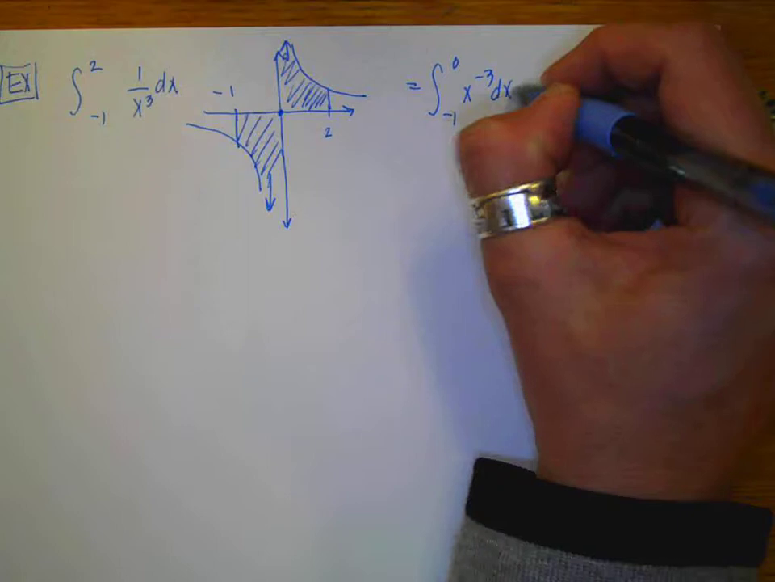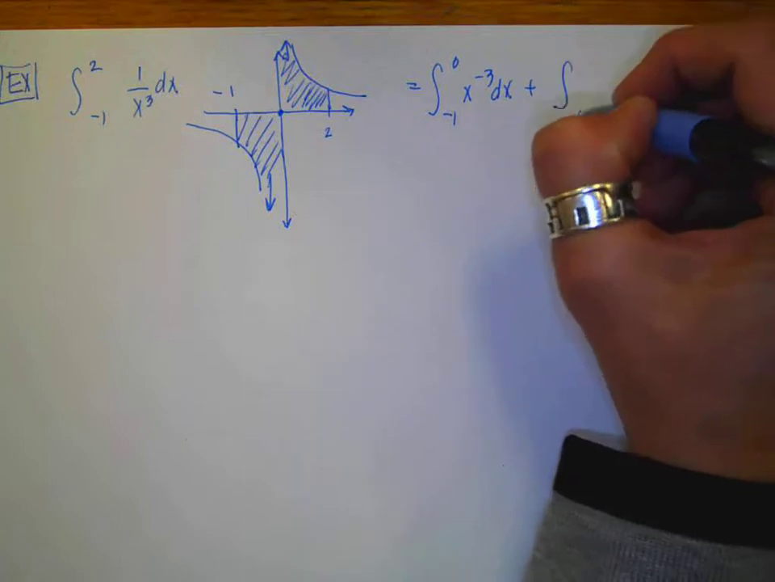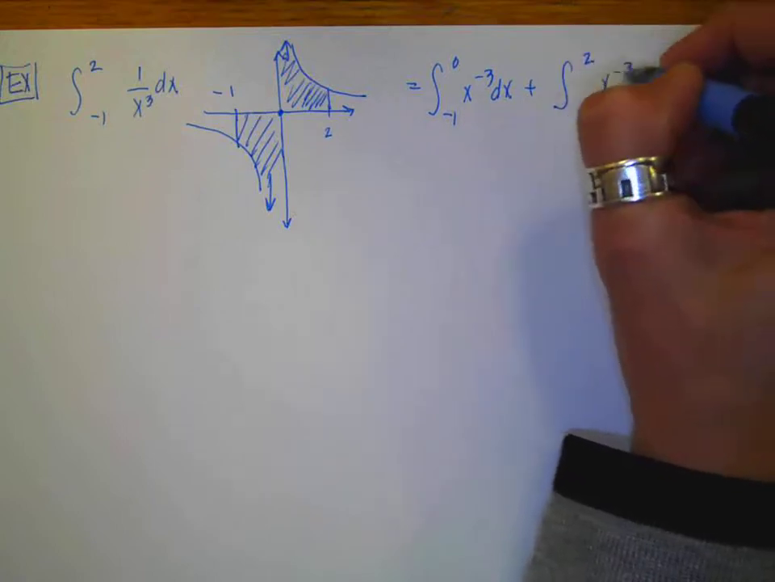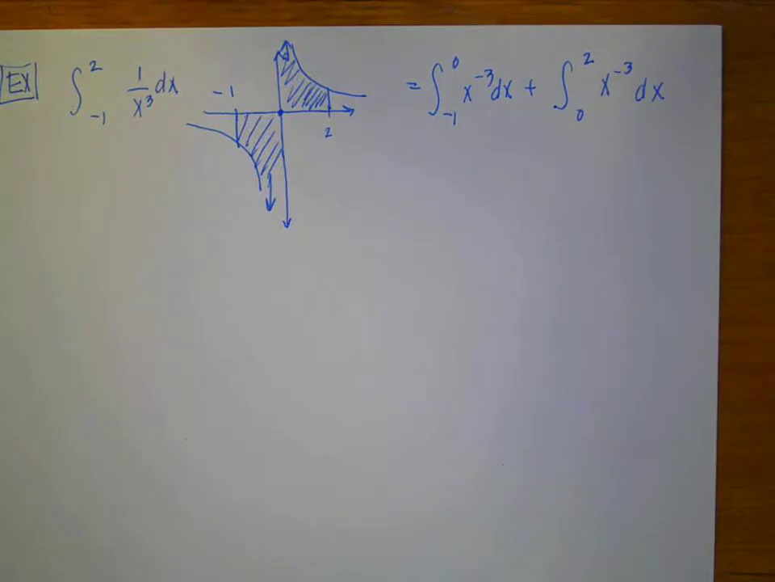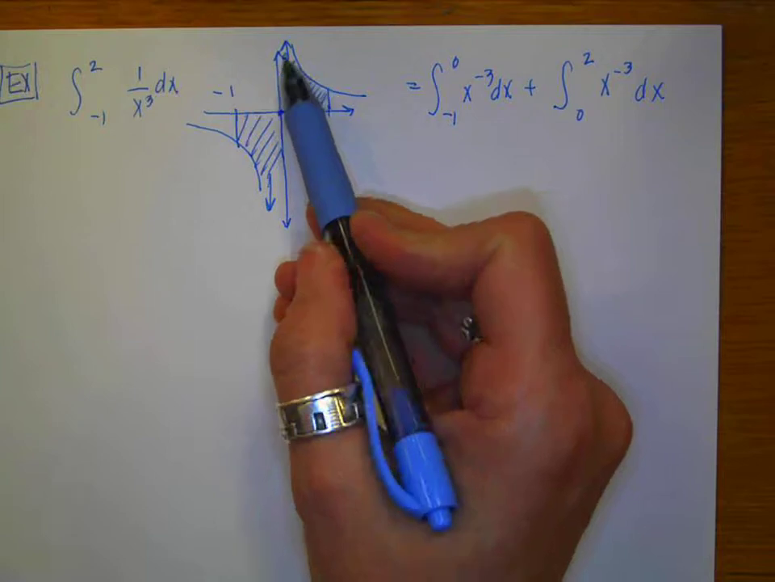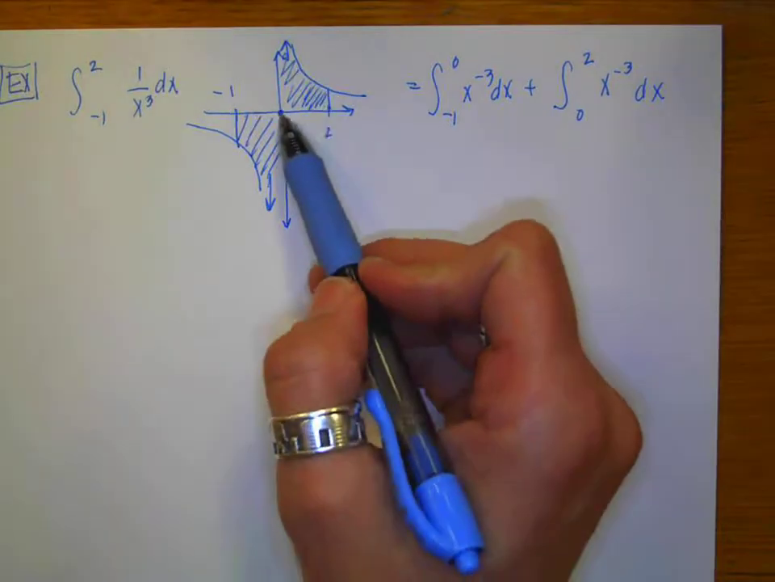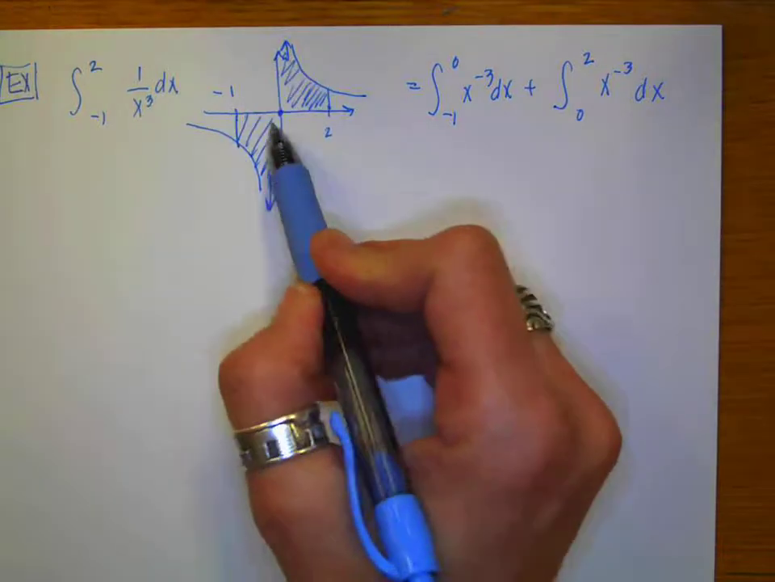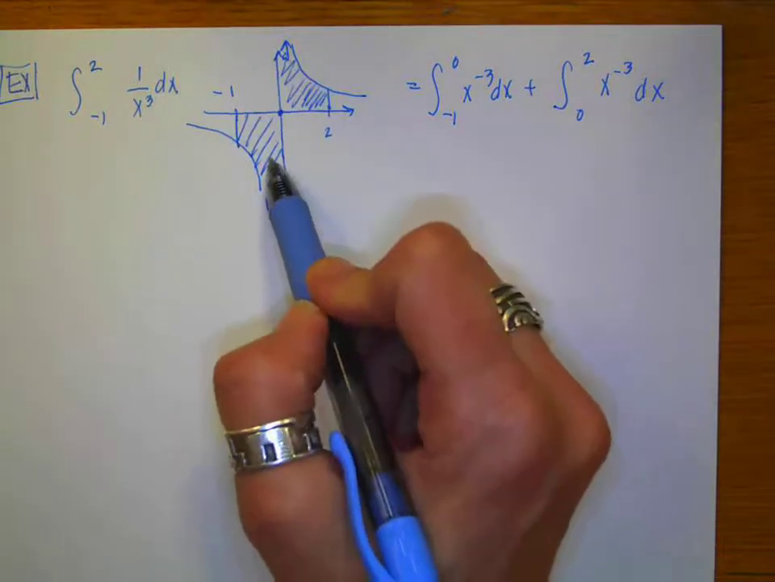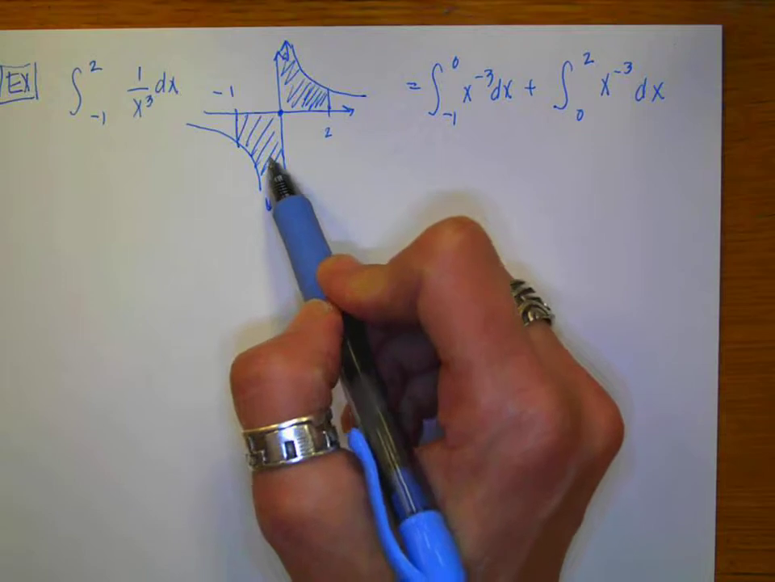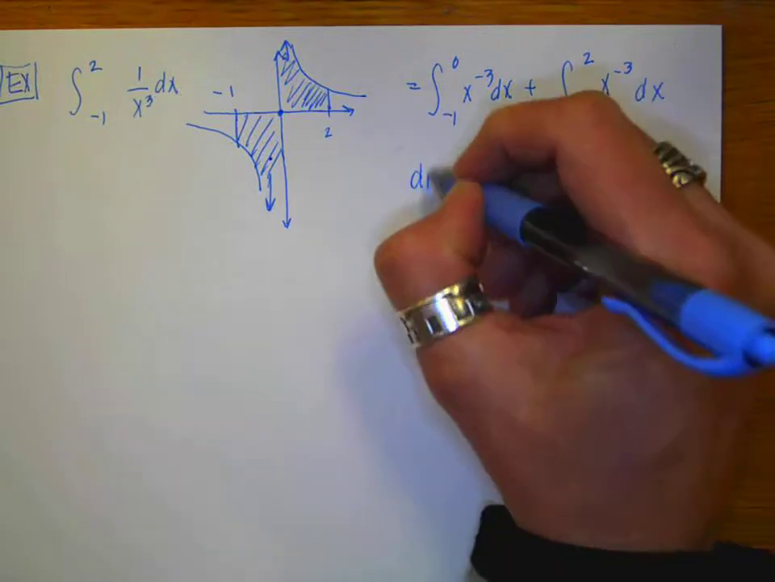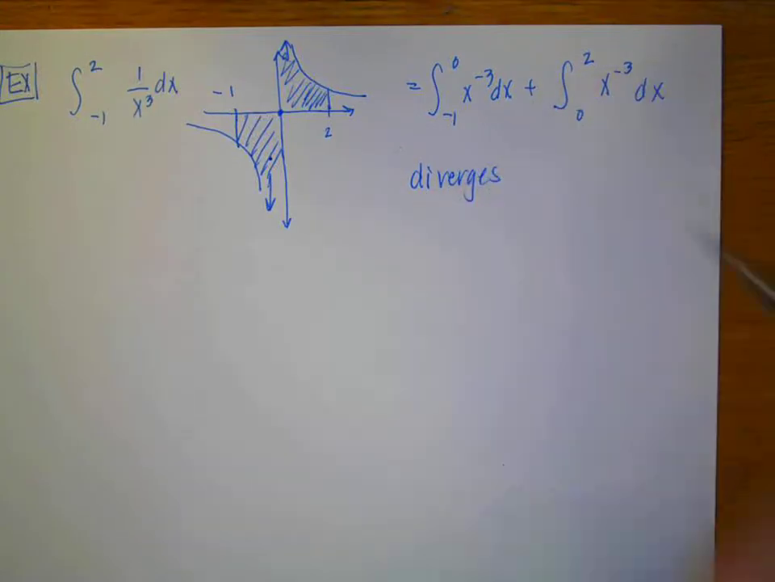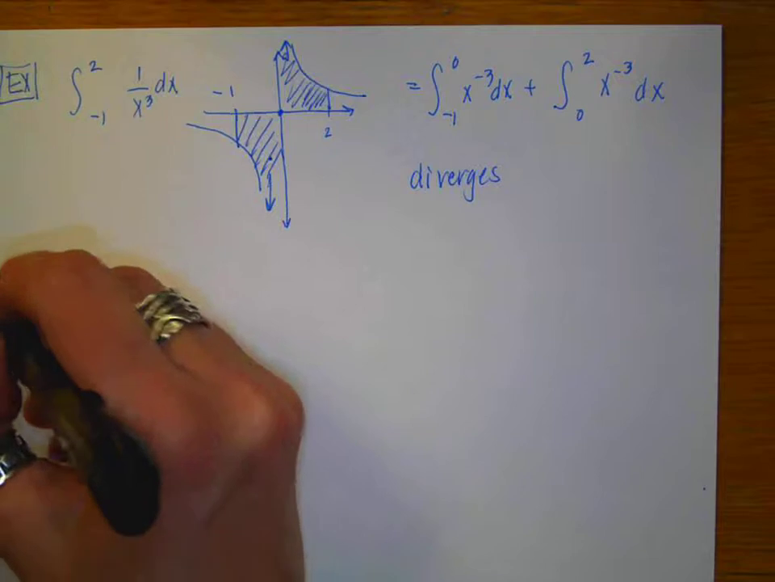So I am going to take my integral and split it up from negative 1 to 0 of x to the negative 3 dx, and integrate 0 to 2 of x to the negative 3 dx. And I'm actually not going to do the math, because notice that as I come in from the right, I'm going to approach positive infinity. And as I come into 0 from the left, I'm going to approach negative infinity, and I'm approaching that with my area, so I'm going to say that this diverges.